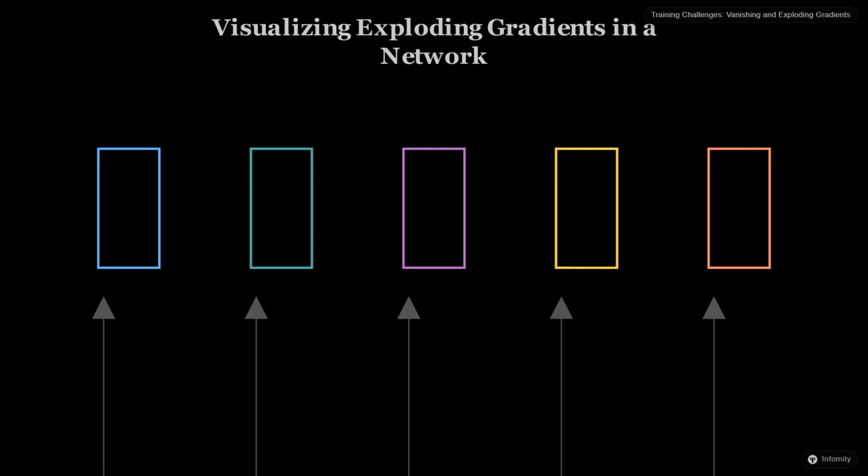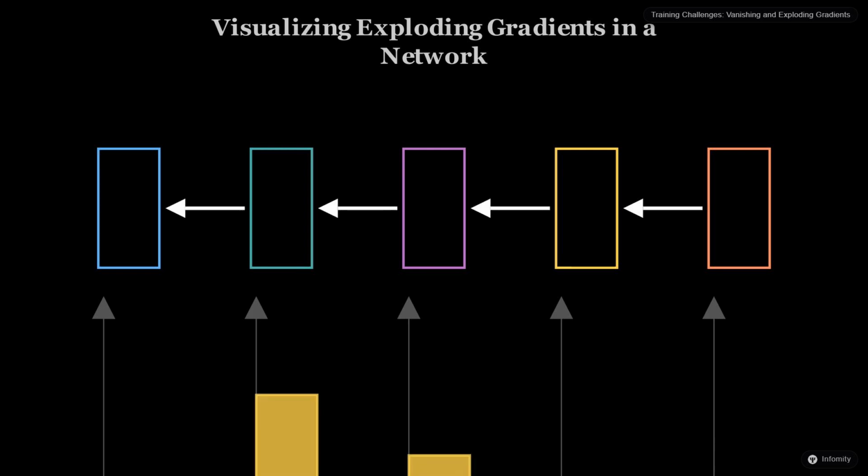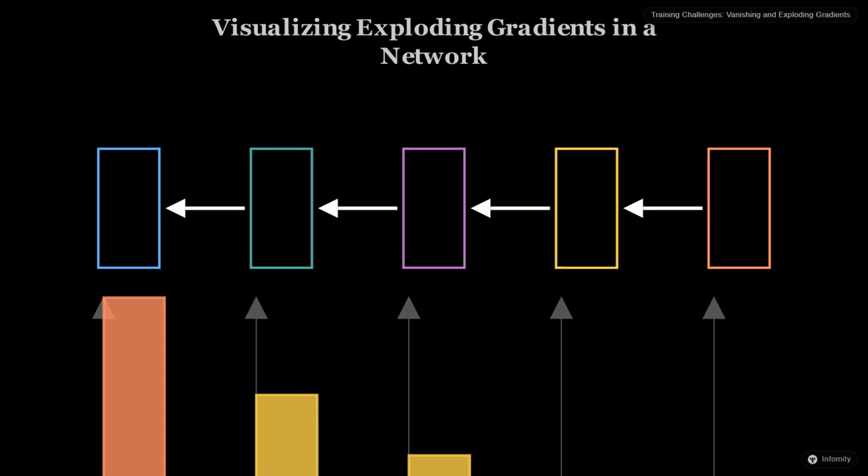Again, the error signal originates at the output. As this signal backpropagates through each hidden layer, its magnitude, represented by these bars, now visibly increases with each step backward. Notice how the bars for the earlier layers, closer to the input, become dramatically taller and more intense.